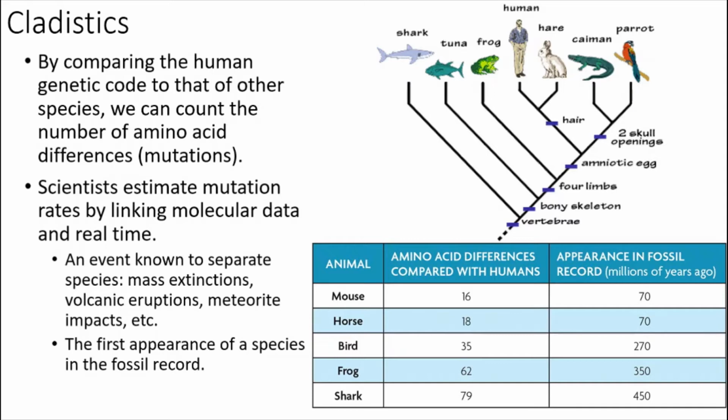If we look at the number of mutations that a shark has in comparison with our DNA, we can see that there are far more mutations between us and sharks than there are, say, between us and mice or even horses. This means that sharks are far older than we are. You can see from the chart that the fossil record backs up this finding.